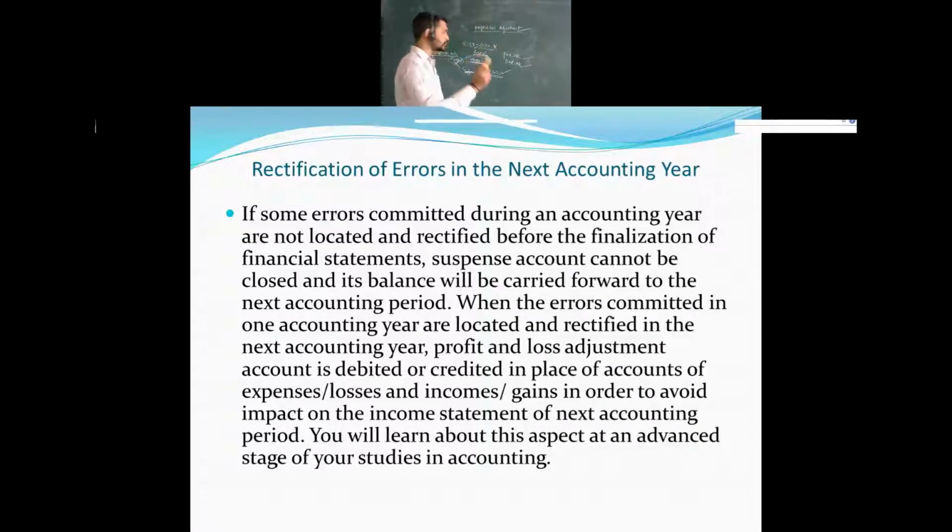For what specifically are you going to open it? For the errors which will be located in this accounting year. Previously they had not found any of the errors. Now in this year you are going to find them out, and that will go to this account. In the place of the income and expenditure account or profit and loss account, this will not be taken, to avoid the impact of this.